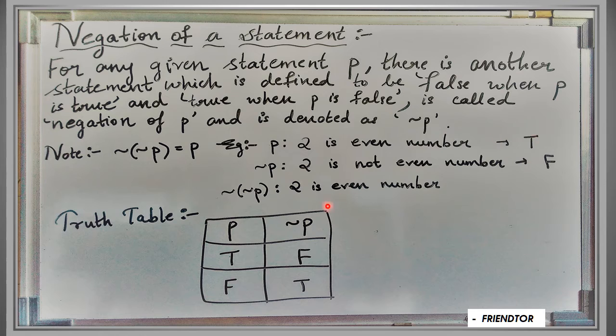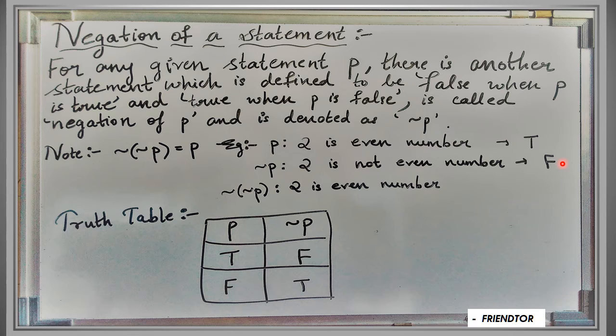Now what will be the negation of P? Negation of P is defined as false when P is true and true when P is false. So here P is true, and I have to negate it so that the statement becomes false. Now how will I negate it? The keyword was not. Here I will add not to the statement P, and I'll be able to negate P. So the negation of P will be: 2 is not an even number, and its truth value is obviously false.